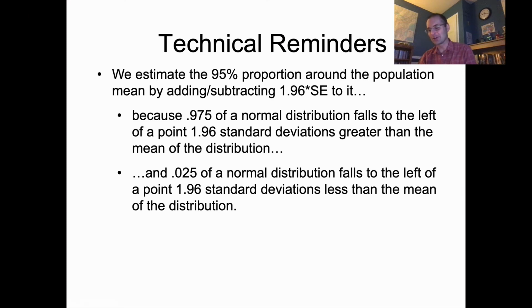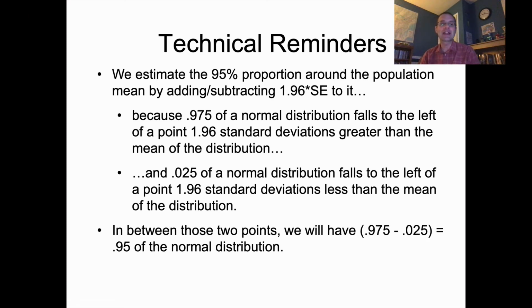You can go back and look at the z-score lecture if you've forgotten all this. But what you wind up getting out of this is 2 points at z-scores basically at 97.5% of the distribution and 2.5% of the distribution. In between those, you get 95% of the normal distribution.